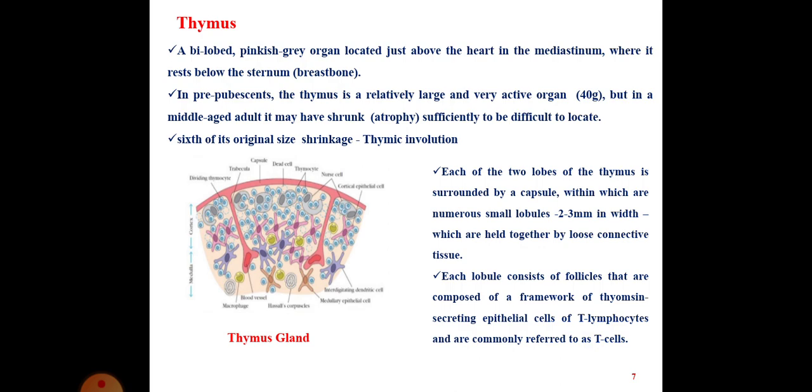Each of the two lobes of the thymus is surrounded by a capsule within which are numerous small lobules, about 2 to 3 millimeters in width, held together by loose connective tissue. Each lobule consists of follicles composed of a framework of epithelial cells secreting thymosin hormone, and T lymphocytes, which are commonly referred to as T cells.